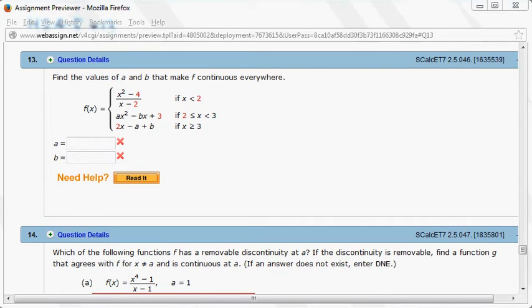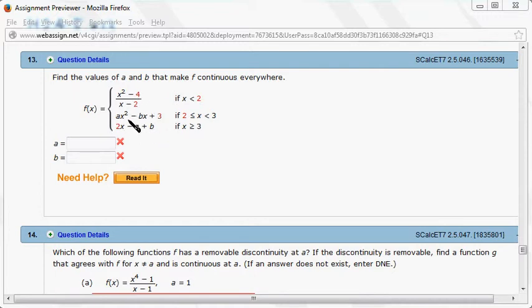Okay, let's look at the homework 2.4, 2.5, problem number 13. All right, so we have function f of x, which is a piecewise defined function, and we want to find the values of a and b so that this function is continuous. Right? So you can see that each piece is a rational function, a quadratic function, and a linear function.